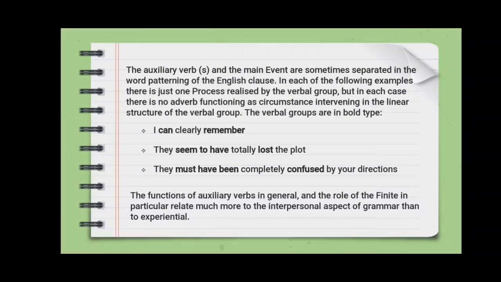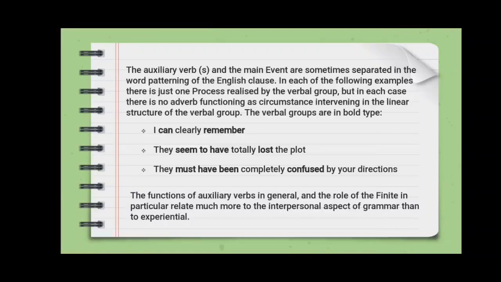And the last matter in material processes is that the auxiliary verb and the main event are sometimes separated in the word patterning of the English clause. In each of the following examples, there is just one process realized by the verbal group. But in each case, there is an adverb functioning as circumstance intervening in the linear structure of the verbal group. And here the verbal groups are in bold type.